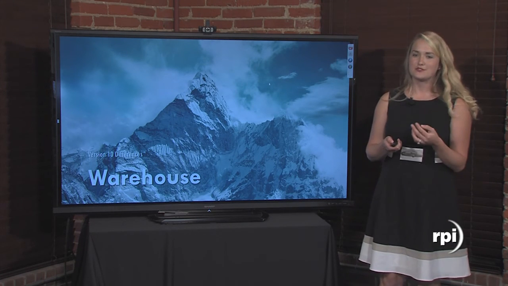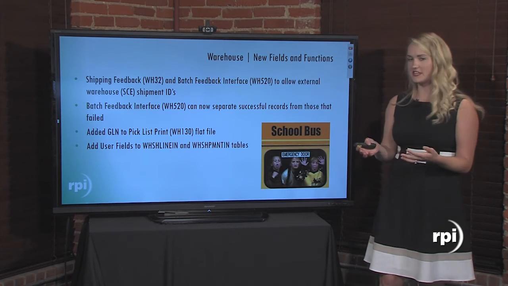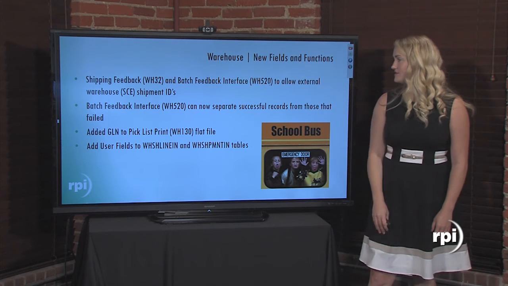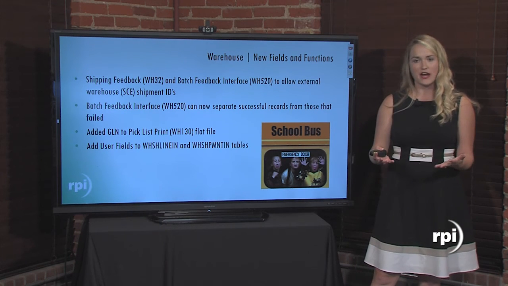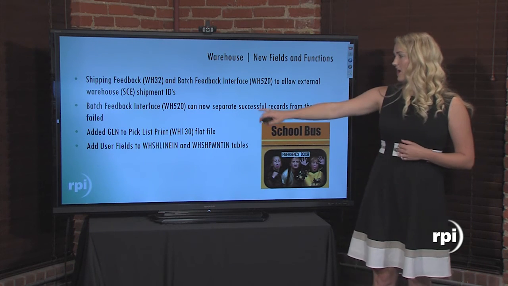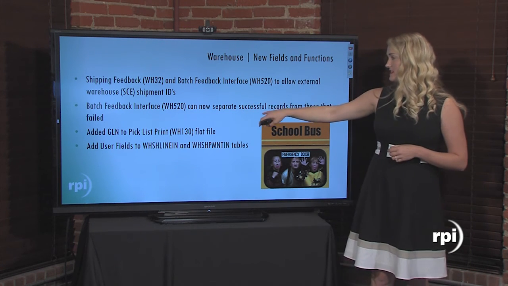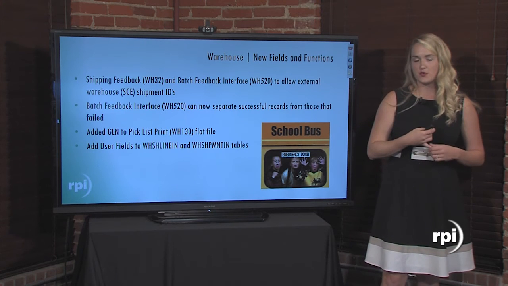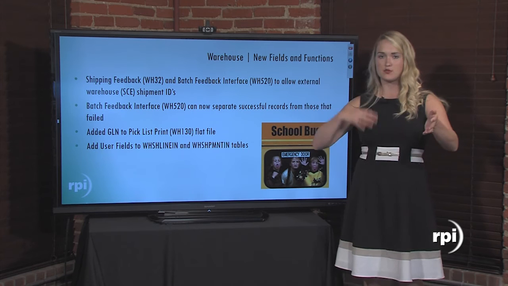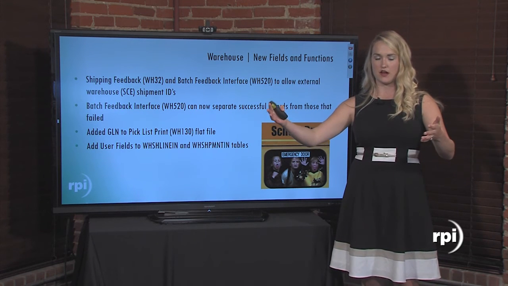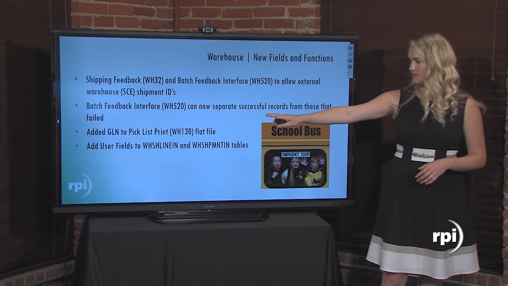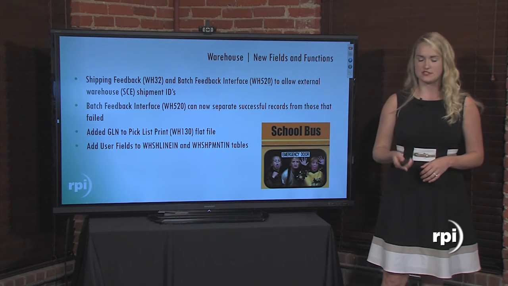All right, last module we've got is warehouse. Just a few things here. Shipping feedback and the batch feedback interface now allows external warehouse IDs, which it did not before. You can now separate the successful records in that WH520. Before it would just error out, and now you can actually separate the correct ones from the error ones and see what's going on with those error ones. And then just a couple flat files and some user fields to the tables.